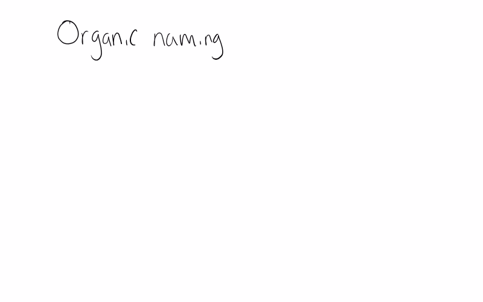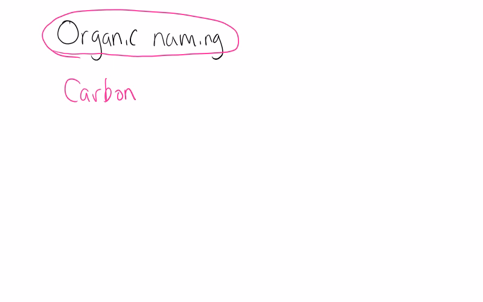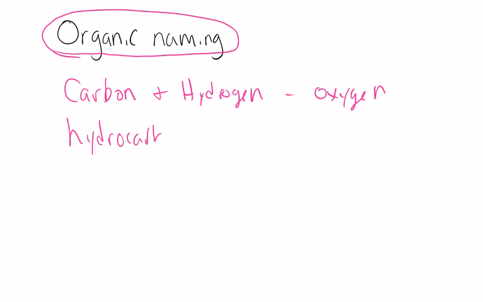Today we're going to be focusing on organic naming, which is a type of covalent bond, but it's a very specific one that has its own sets of rules. So a couple of things you need to know about organic compounds is that they are made out of mainly 2 elements, carbon and hydrogen. Sometimes there's going to be some oxygen, but most of the time they're just going to be carbon and hydrogen. We refer to organic compounds as hydrocarbons because they're made out of carbon and hydrogen.